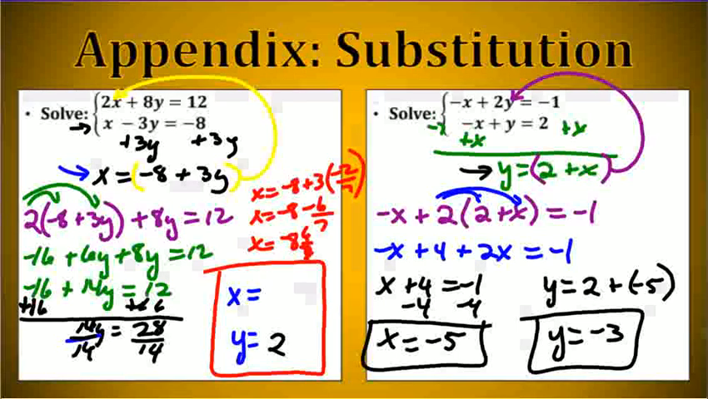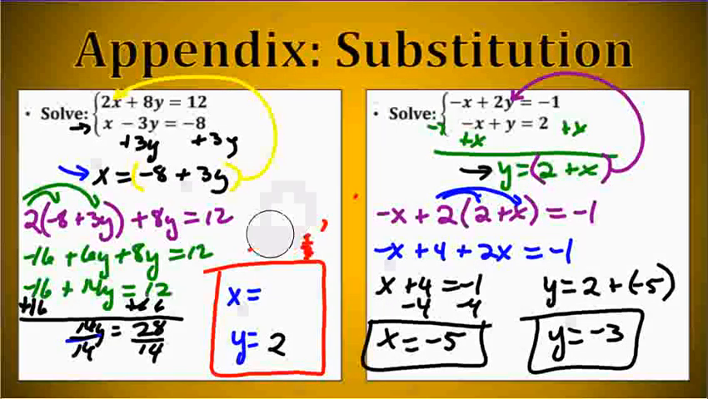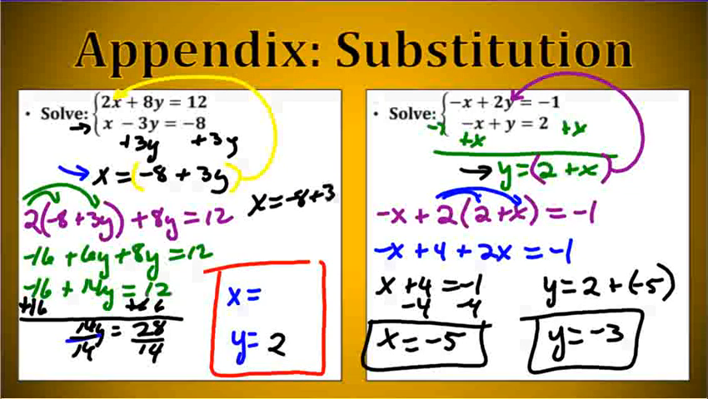That means our x would equal negative 8 plus 3 times 2. So negative 8 plus 6, x would equal negative 2. So x is negative 2, y is 2. So that would be our answer for our final question. So that is our lesson for today.